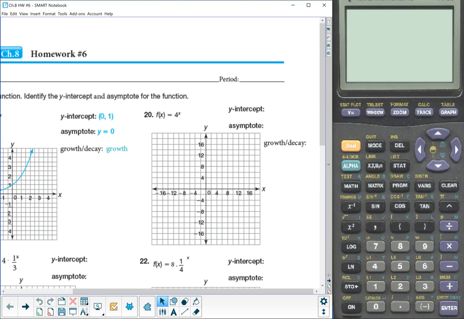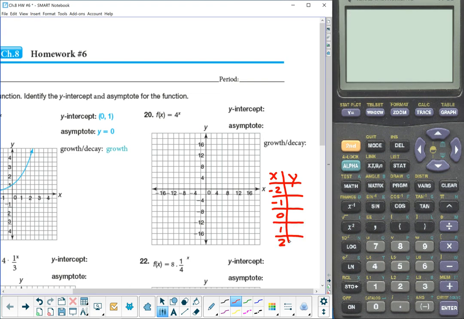So 4 to the x power. You can do it on the calculator, you can do it on Desmos, but it's not going to be as good. All right, so 4 to the x power, if you do your x and y table, let's do a couple of them, right? Let's do negative 2, negative 1, 0, 1, and 2. Let's do these values.